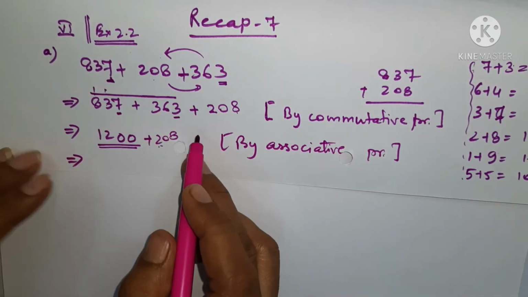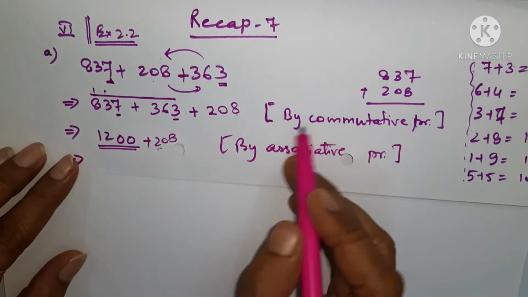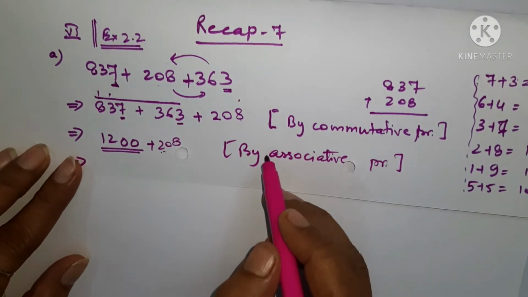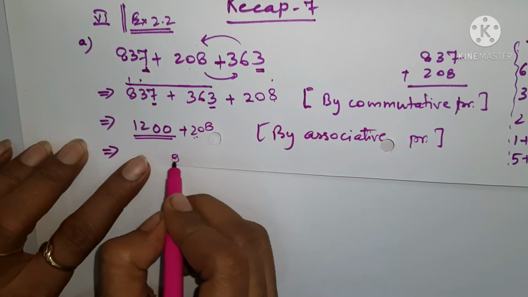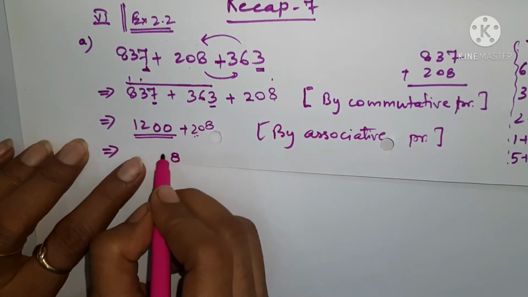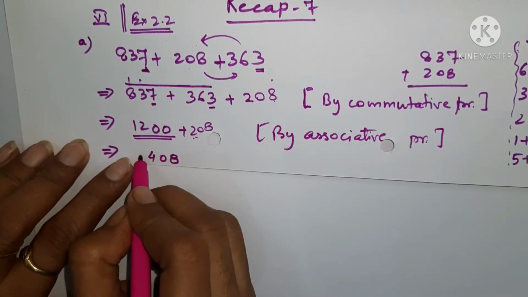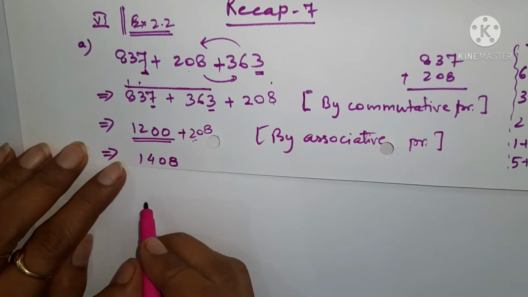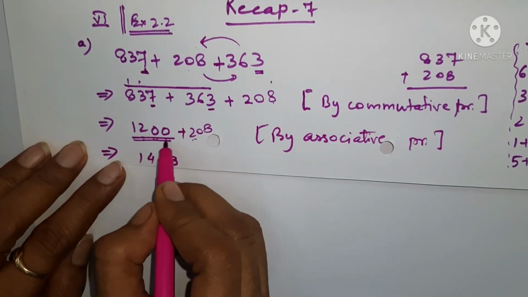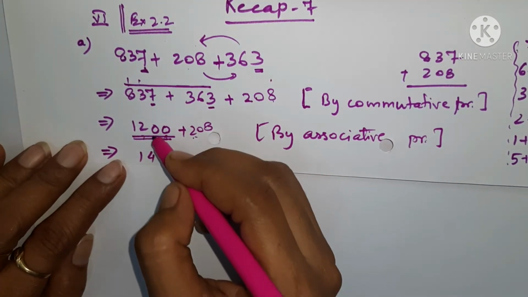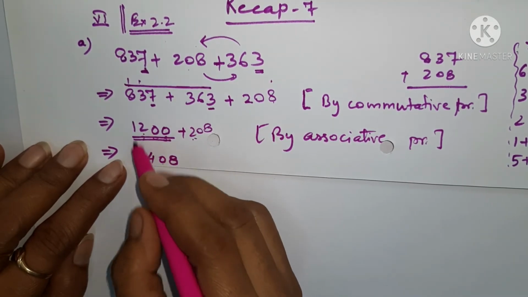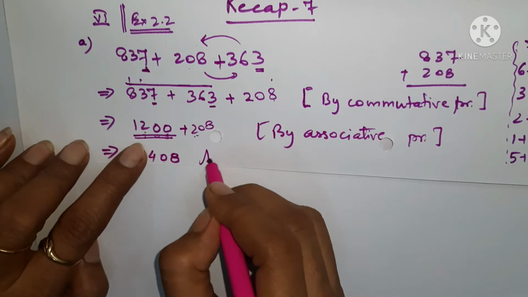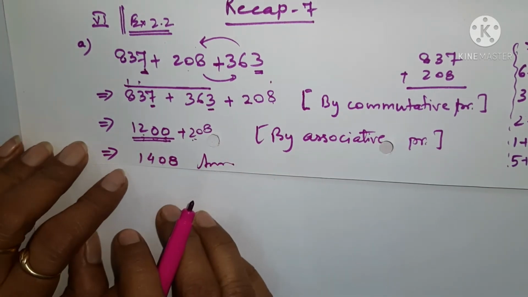Now you can understand how we are using the properties here. Okay, so here what answer you are getting, it will be 1408. You can find it very easily: 8 plus 0 is 8, 0 plus 0 is 0, 2 plus 2 is 4, and 1 is already there. This is the solution which you are going to get.